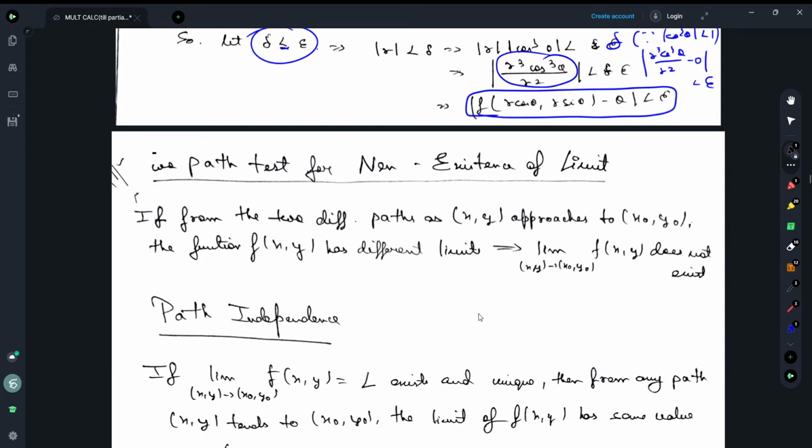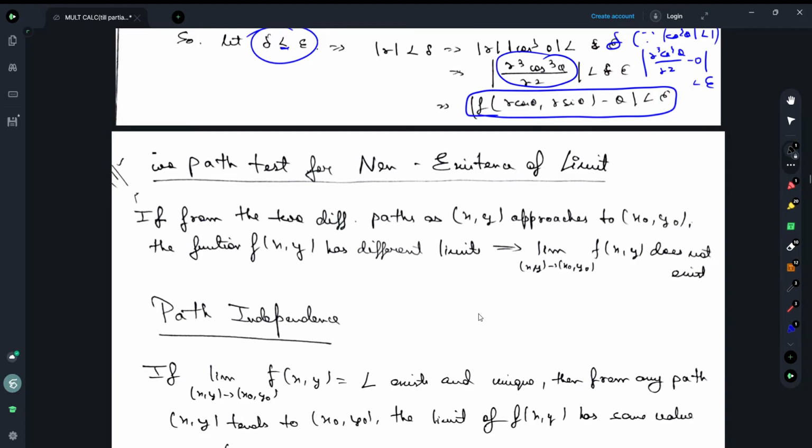Okay, so in the last lecture we had discussed the concept behind limits of multivariable functions, right? In this particular lecture we are going to start with the concept to check when a limit does not exist. So let us just recall a few things.